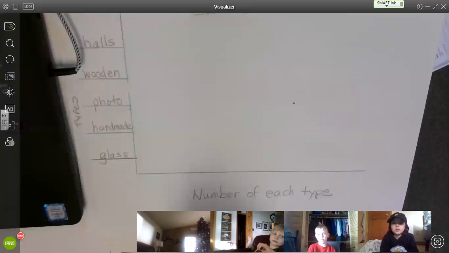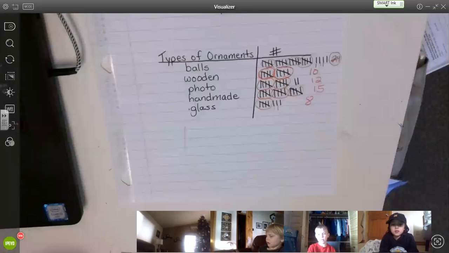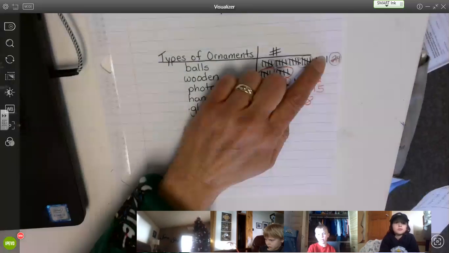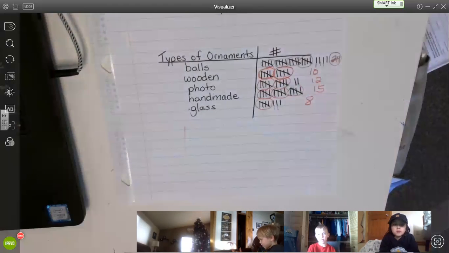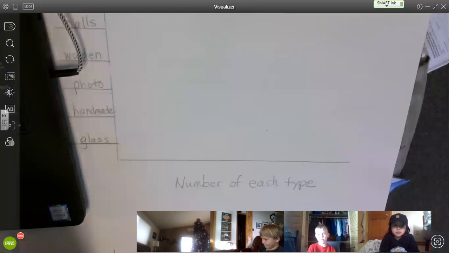What are our intervals going to be? Let's look at our numbers. We go from 8 is my fewest number, my minimum. My maximum number is 24. So what do you think I should count by if I have to get 24?